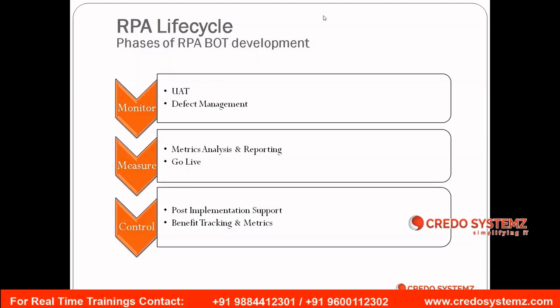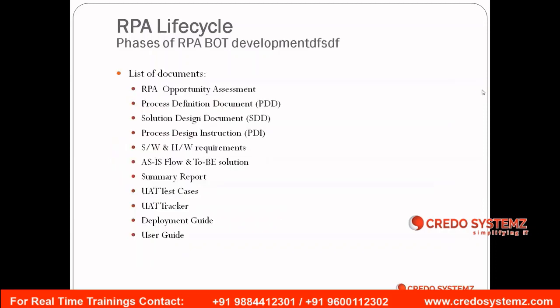And once your go live happens, you would have the post implementation support which will be happening. So this is where the RPA life cycle comes into existence, and this will be the key parameter for implementing any particular project using RPA. So the RPA lifecycle performs a very important role, and once you have a successful RPA implementation, then you're going to have this list of documents available.